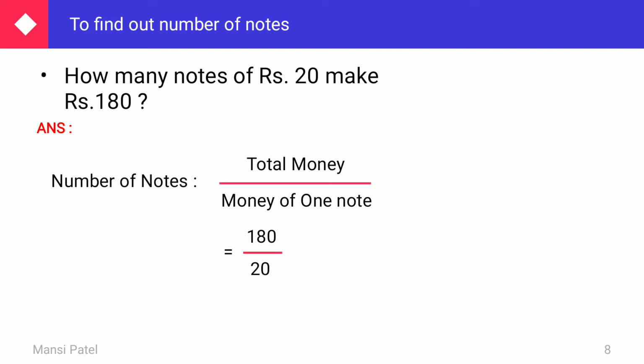Do the division. In the table of 20, where is 180? We can say that 20 nines are 180. Or in another way, you just cut both zeros. Now how many 2s are 80? 9 2s are 80. So how many notes of rupees 20 make rupees 180? We can say that 9 notes. 180 divided by 20 is equal to 9 notes.